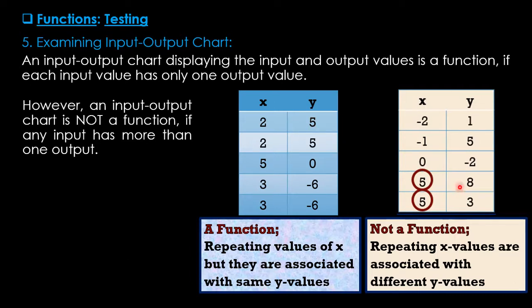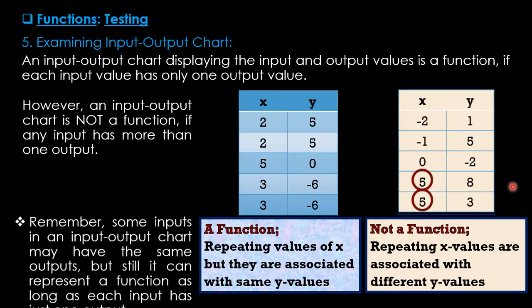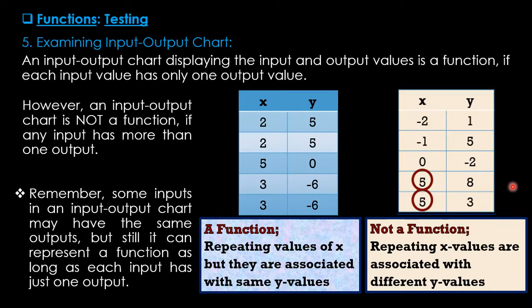Whereas in this case, the repeating x values are associated with different y values. These 5 and these 5 are giving us different y values. That's why it is not a function. Remember, some inputs in an input-output chart may have the same outputs, but it can still represent a function as long as each input has just one output.